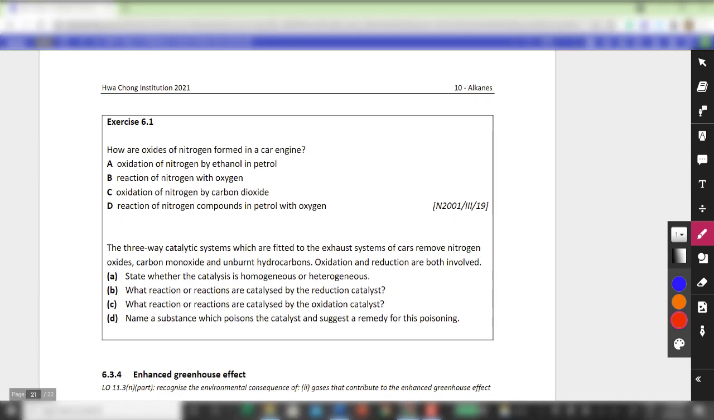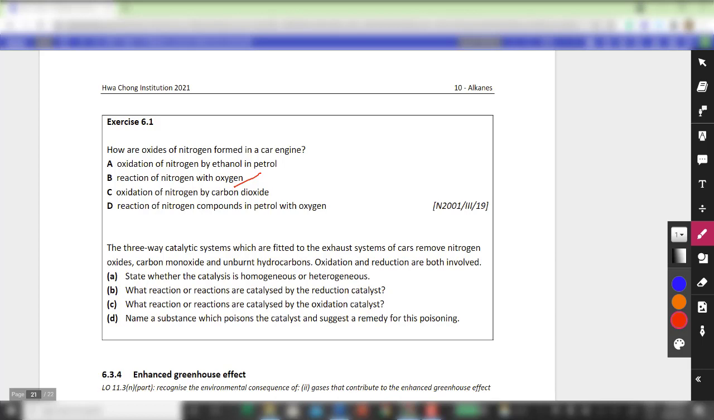So there is a particular exercise here, I mean exercise, not learning objective. I'm talking about exercise 6.1. How are the oxides of nitrogen formed in the car engine? I think we mentioned very clearly, between nitrogen and oxygen, because there exists enough energy to overcome the activation barrier between them.